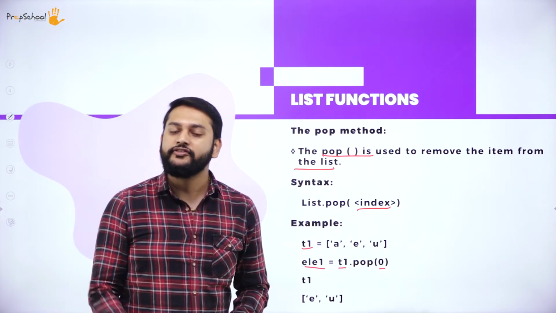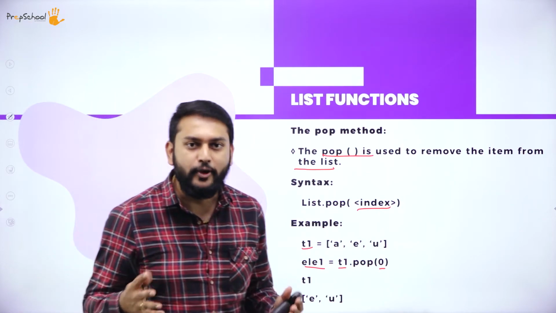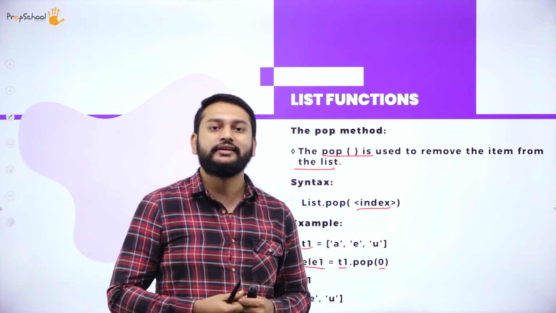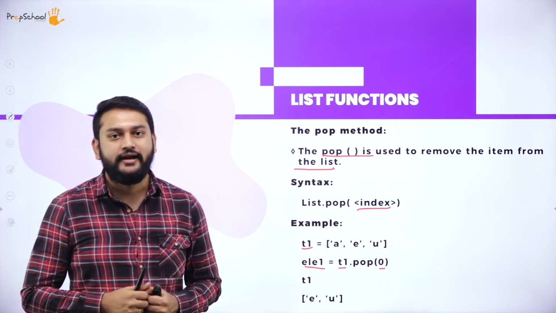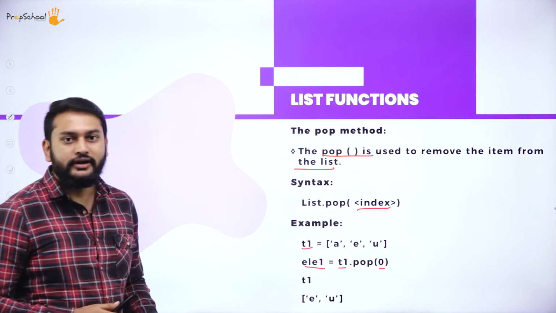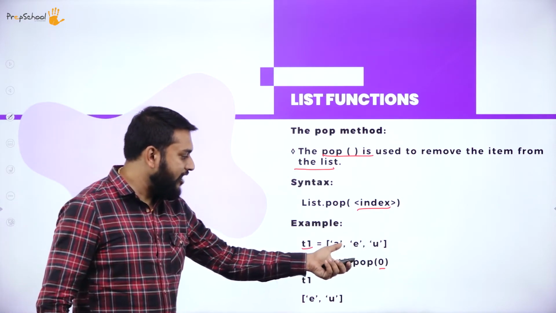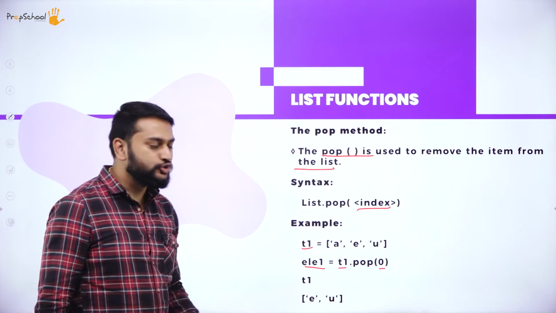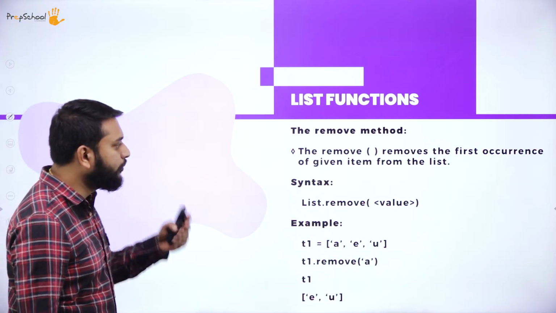So whatever I have in that particular index will be popped out. Popped out in the sense the element will be removed from that particular list, is what you need to understand, right? So moving on to the next one, after removing whatever I have in the 0th index, my list looks like this, right? Moving on to the next one, I have the remove method.